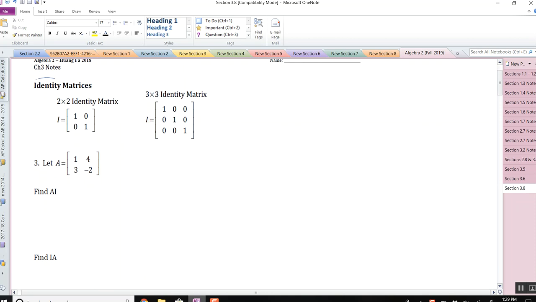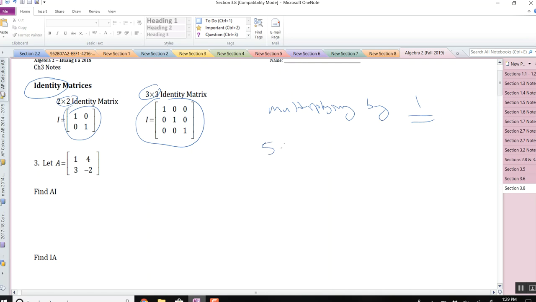The identity matrix seems pretty basic. For 2 by 2, you have 1, 0, 0, 1, or for 3 by 3, you have 1, 0, 0, 0, 1, 0, 0, 0, 1. Basically, it's kind of like multiplying by the number 1. For example, 5 times 1 is 5, 4 times 1 is 4, 3 times 1 is 3, 2 times 1 is 2. So whatever number is multiplied by 1, the identity stays the same.